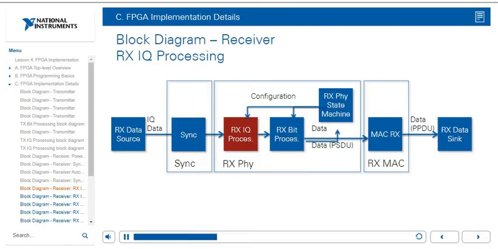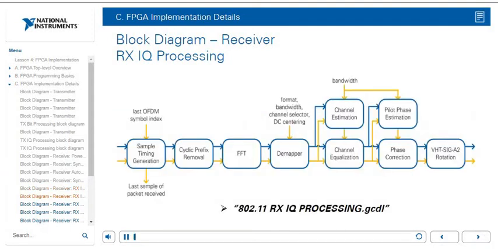The next block that we will look at is the XIQ Processing Block, which is in the RX physical layer. This is the block diagram for the receiver XIQ Processing Block. This code can be found within 802.11 XIQ Processing.gcdl. The receiver XIQ Processing Block's purpose is to restore the transmitted IQ constellation. The sample timing generation module gets samples from the synchronization module along with the packet start index.